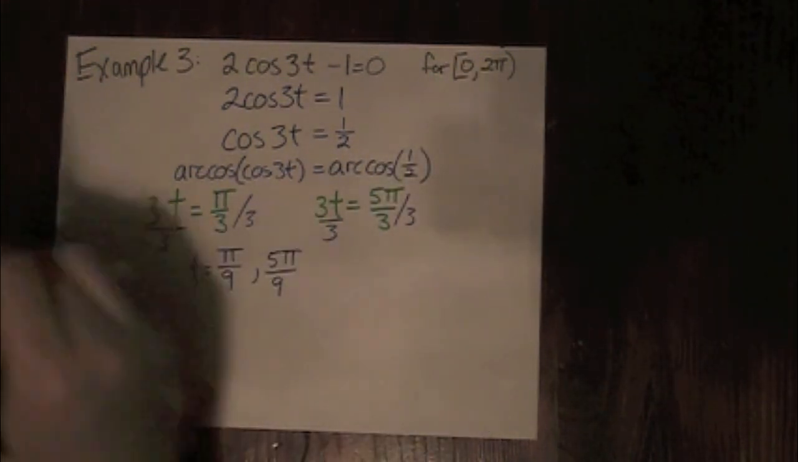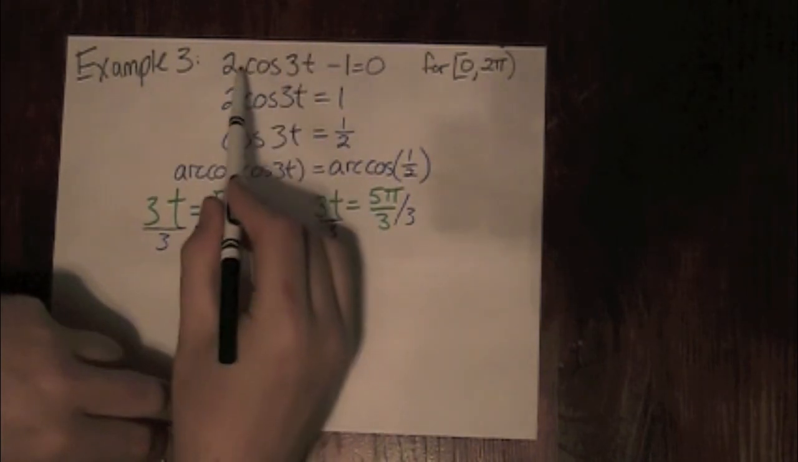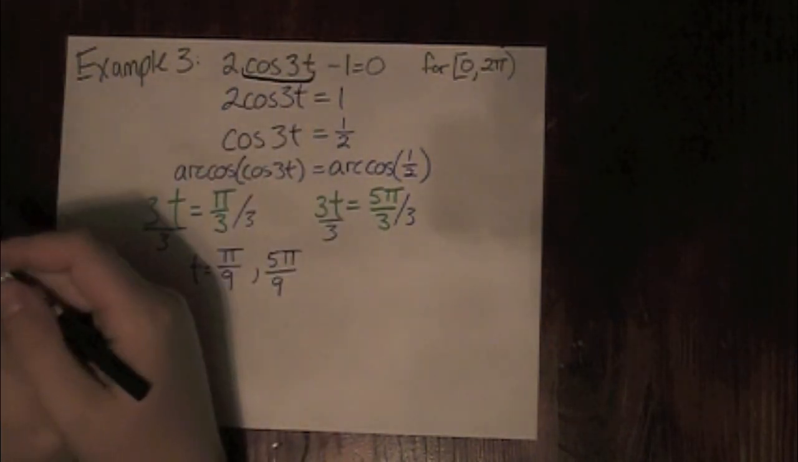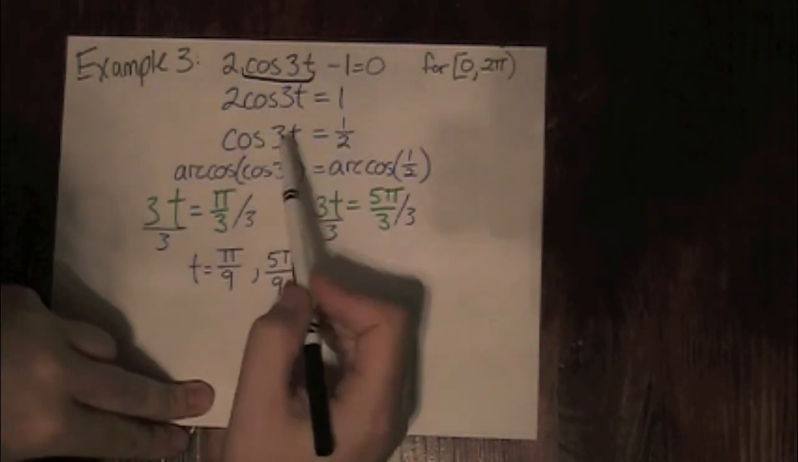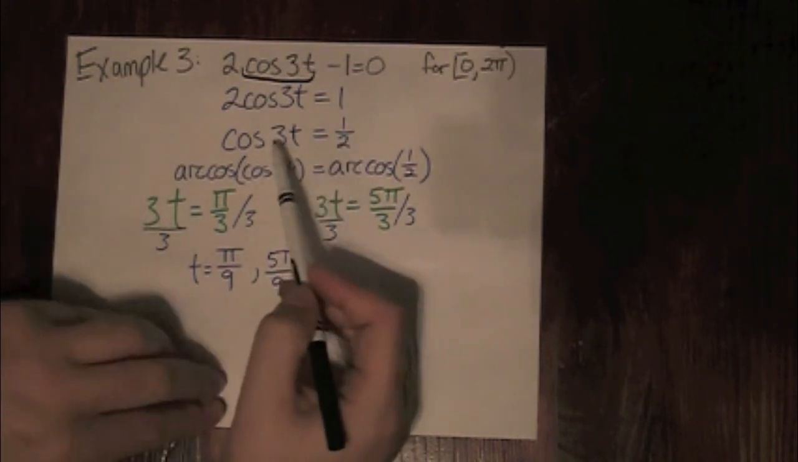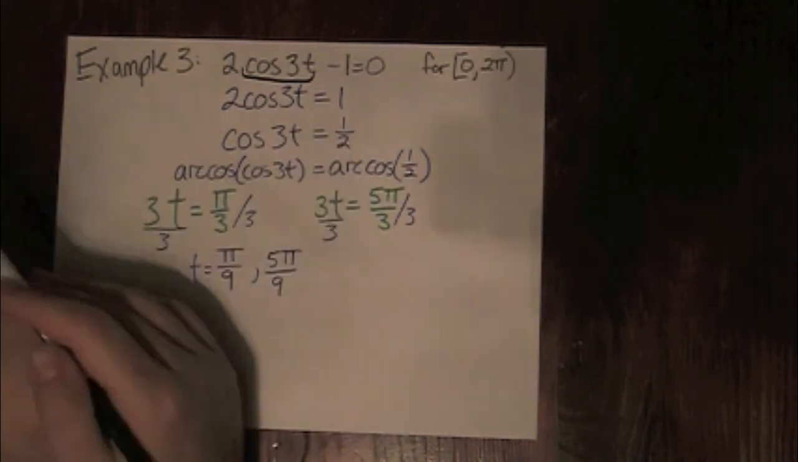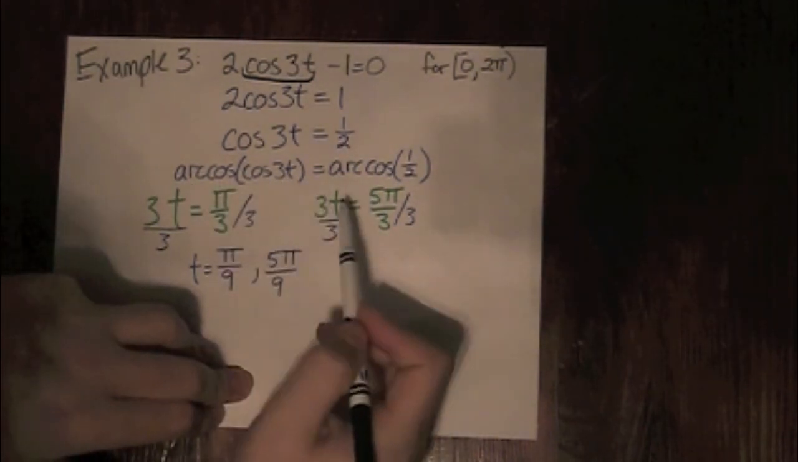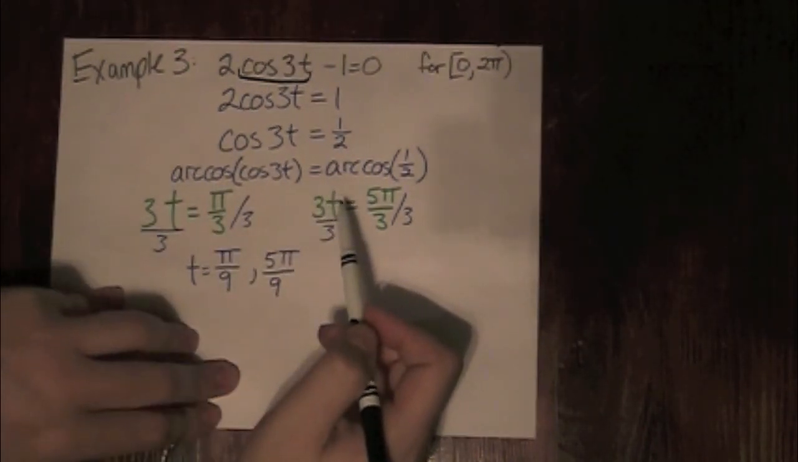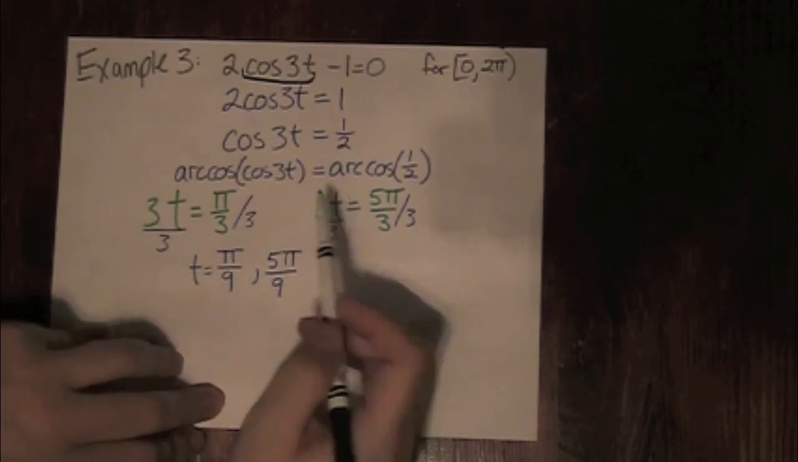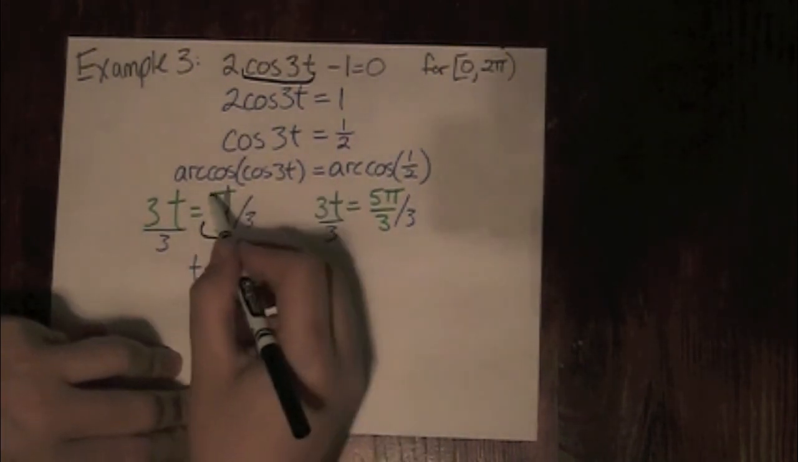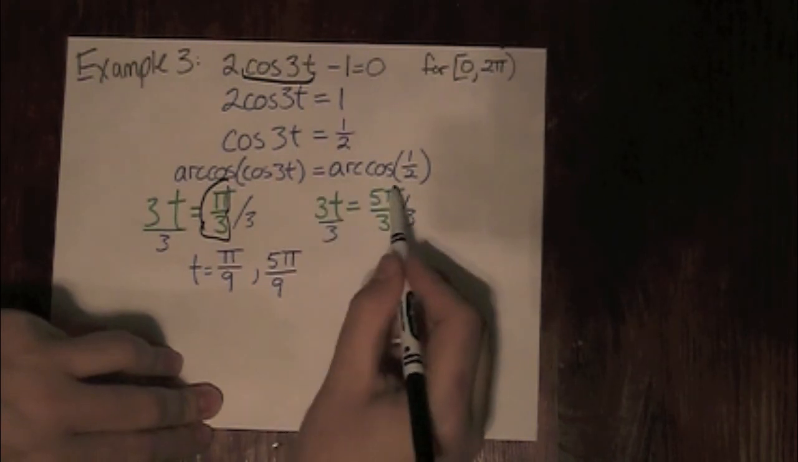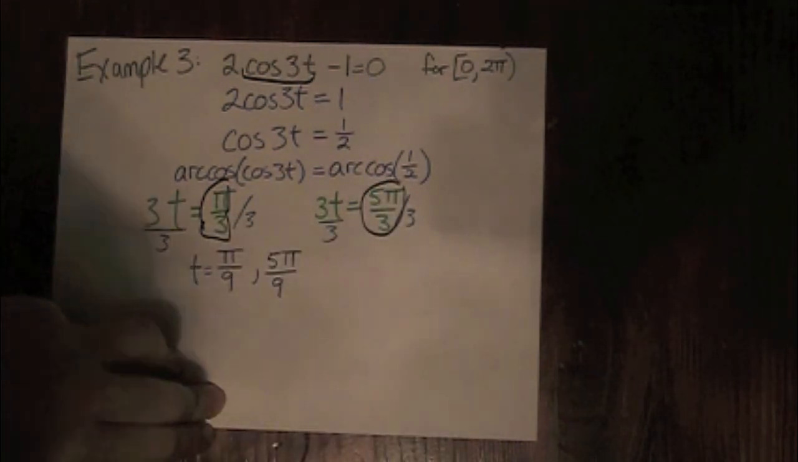Okay, let's start out by isolating our trigonometric function, trying to get this cosine of 3t by itself. Add 1 to both sides, divide by 2. Cosine of 3t equals a half. If I take the inverse cosine, the arc cosine of both sides, I end up with 3t equals pi over 3, and 3t equals 5 pi over 3.